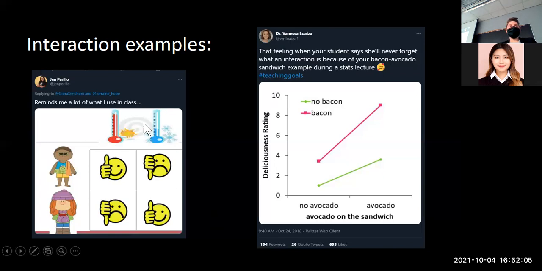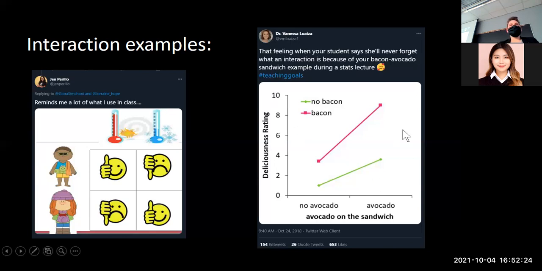So in this case, we've got two categorical predictors, though they could both be continuous. Temperature has a very wide range.